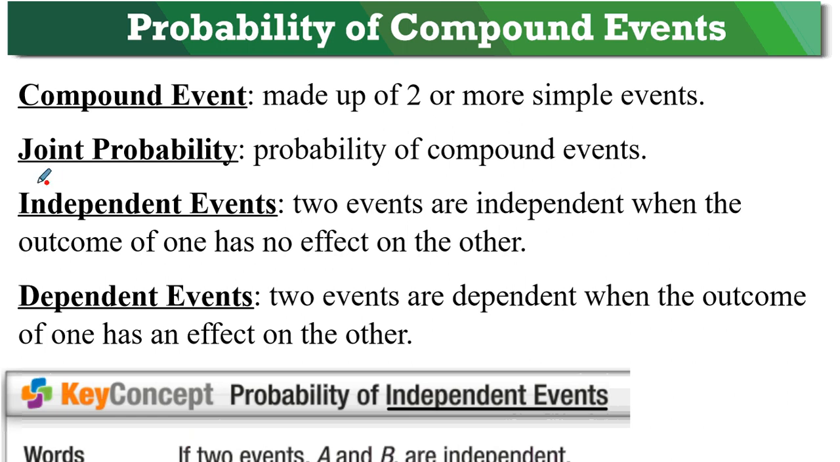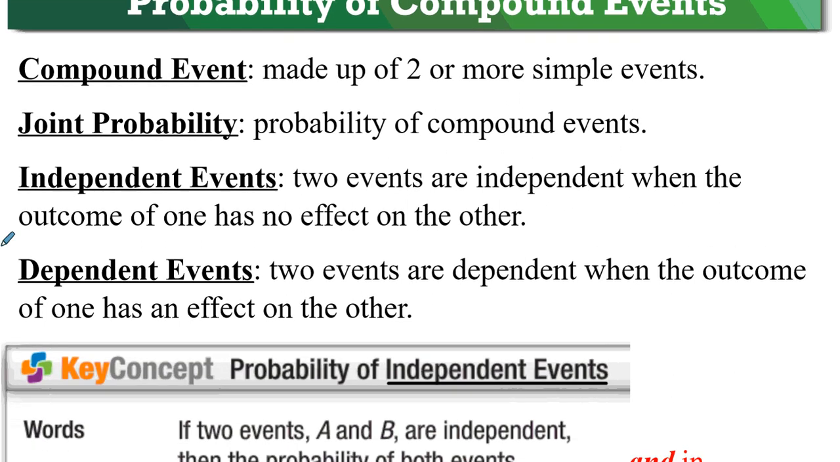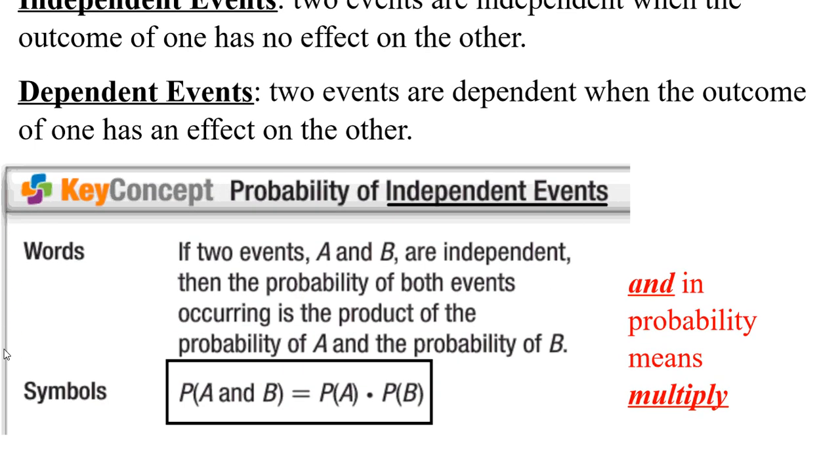You might think about the word independent and think of free, like freedom, and that's true. One is not going to affect the other. They are not connected to one another. One is free from the other. The opposite of that would be if the two events are dependent. So two events are dependent if the outcome of one has an effect on the other. If you need to pause the video now to fill in the definitions, go ahead and do so. Otherwise, I'm going to scroll down.